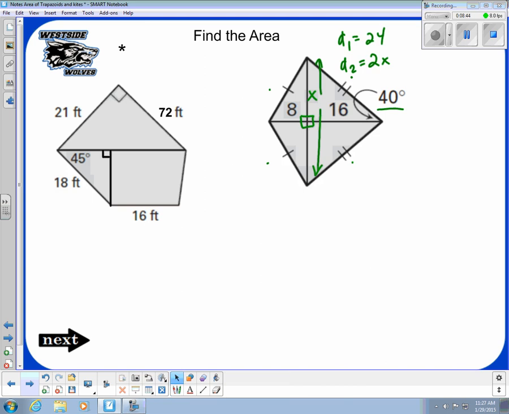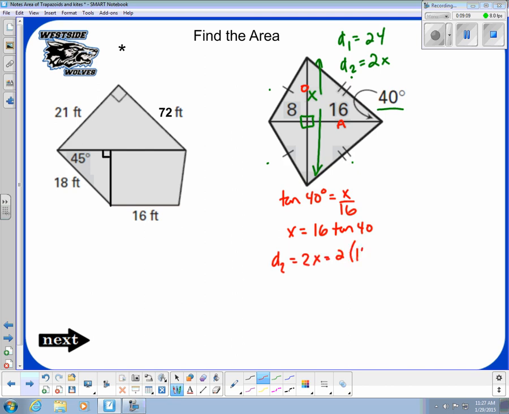So if I'm finding the value of x, this is my opposite. This is my adjacent for the 40-degree angle. So that means I'm going to be using the tangent of 40 degrees equals opposite, which is x, over adjacent, which is 16. So x is equal to 16 tangent of 40 degrees. But I need diagonal 2, which is 2x, which means 2 times 16 tangent of 40 degrees. When I simplify that, I'm going to get 32 tangent of 40 degrees.